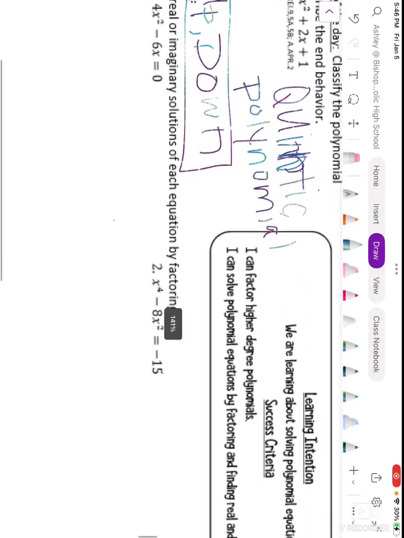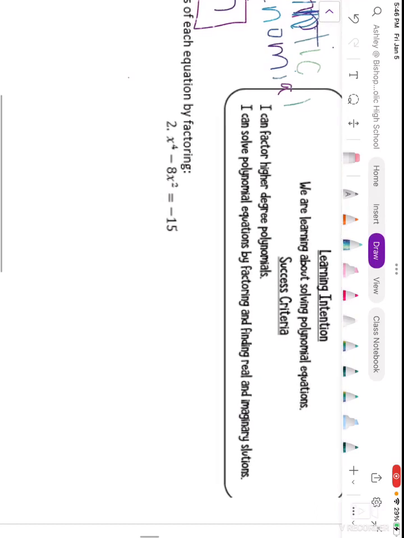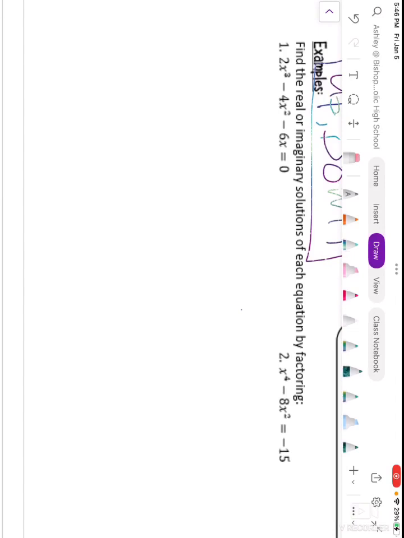Alrighty, so just like yesterday, we're learning about solving polynomial equations. We're going to factor them to solve and find our real and imaginary numbers. So our first one here, we would factor out our greatest common factor first, which is going to be 2x. That leaves us with x squared minus 2x minus 3.